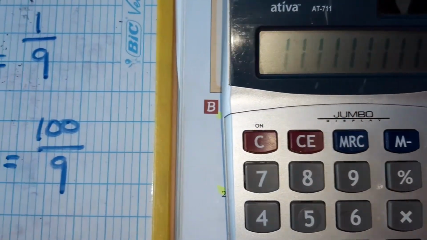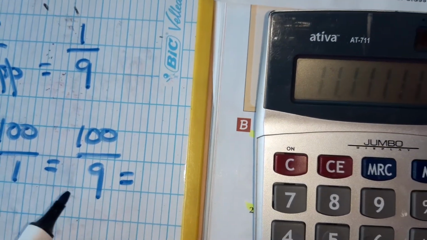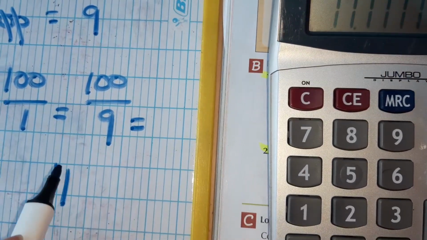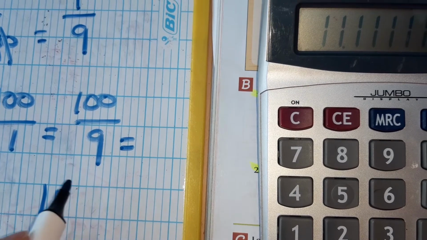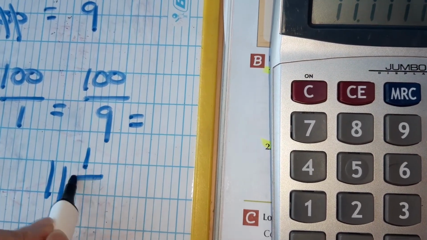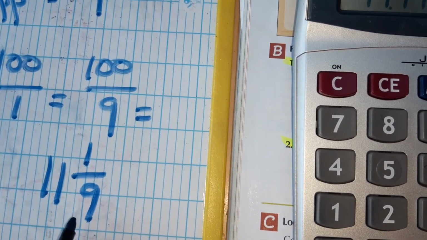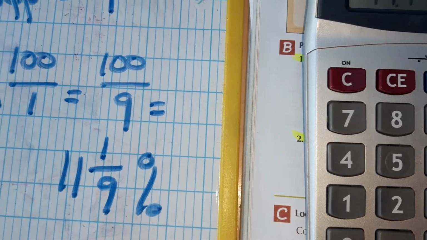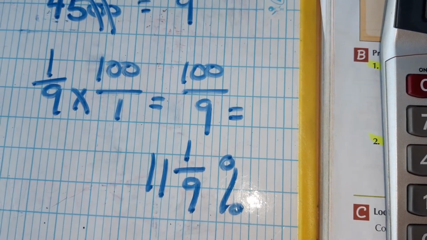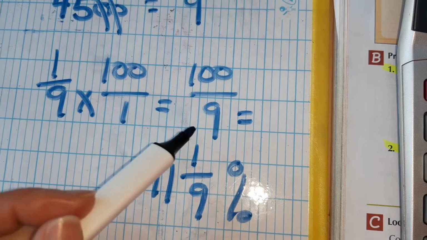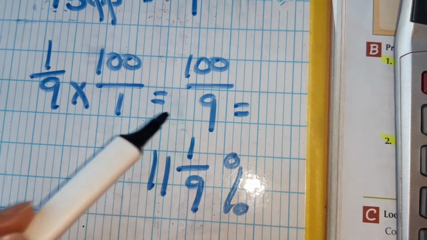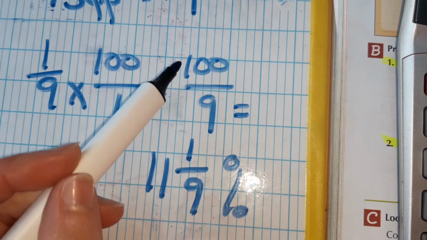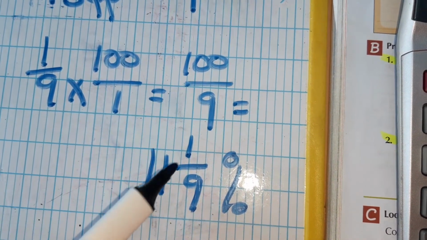So how to change that then? Okay, so it goes 11 times. So 11 times 9 is 99, and you're left with 1 over. So 99 plus 1 will be the 100. So that's 1/9. So that's 11 and 1/9%. So that's how to do the ones that don't work out properly. So go as close as you can and then multiply it by the bottom number. So 9 times 11 is 99, and then one more to make 100, which would be 1/9.